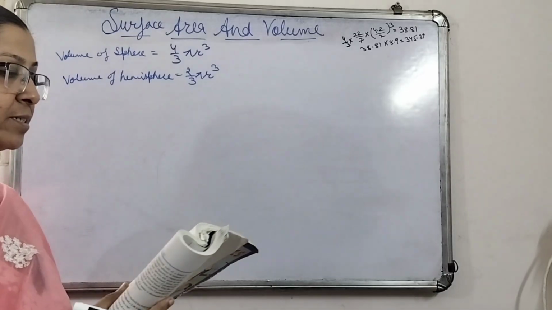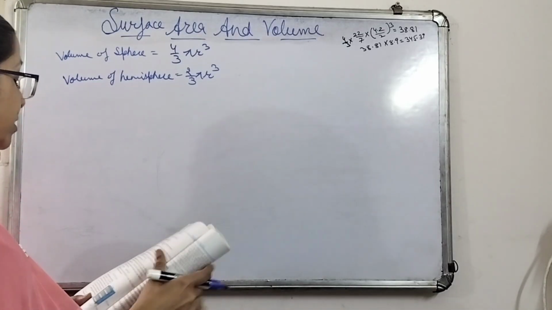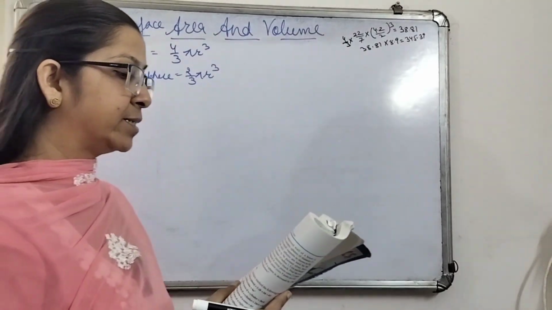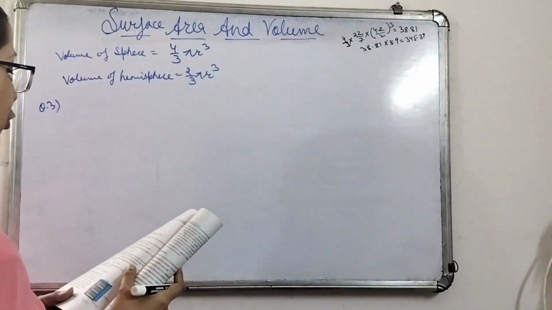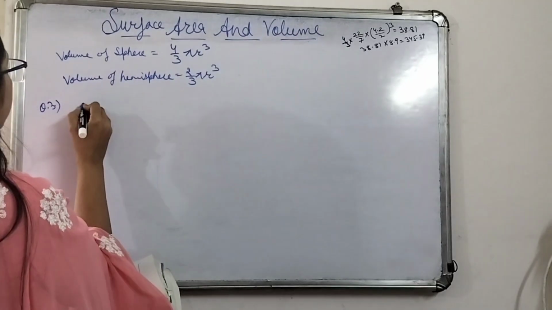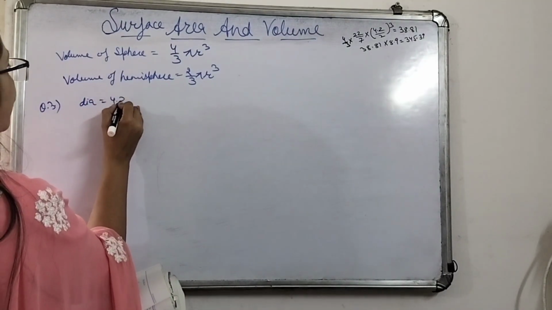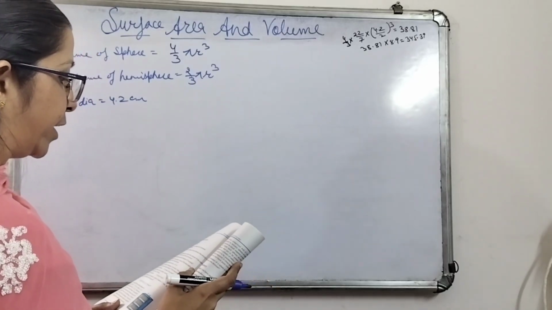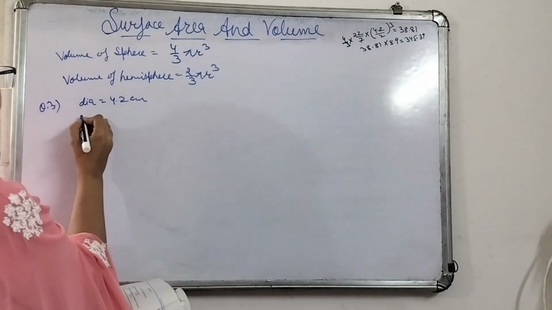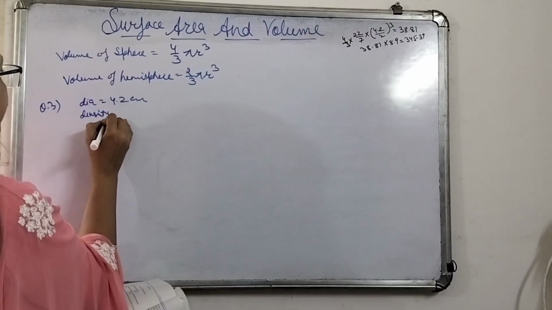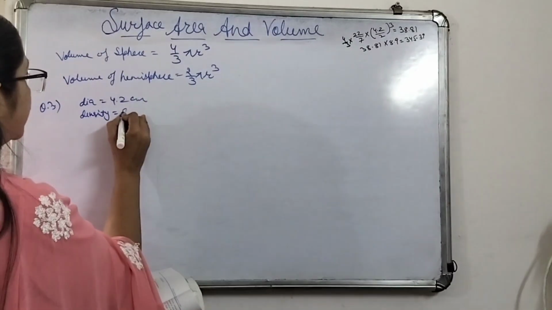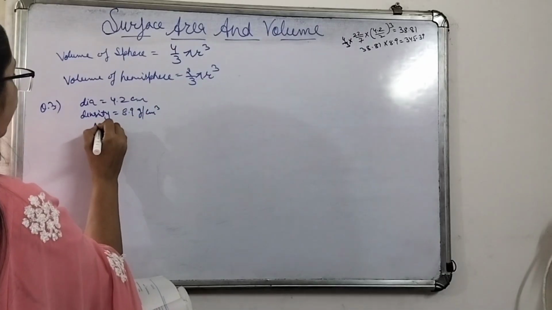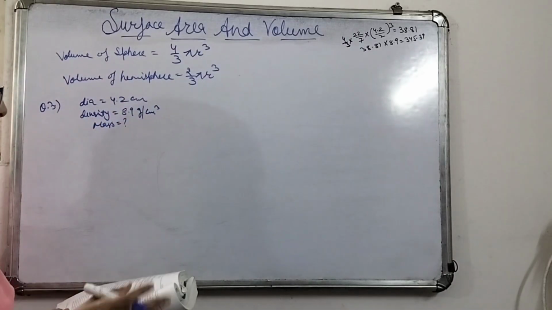Now let's see exercise 13.8. Say question number 3. Question number 3 says the diameter of a metallic ball is 4.2 centimeter. Diameter is given to us as 4.2 centimeter. What is the mass of the ball if the density of the metal is given to us as 8.9 gram per centimeter cube? We have to find the mass of the metallic ball.